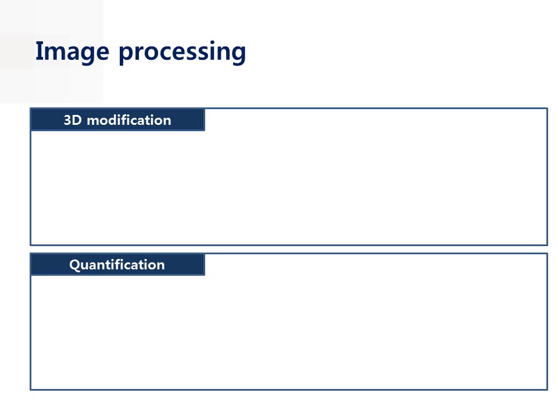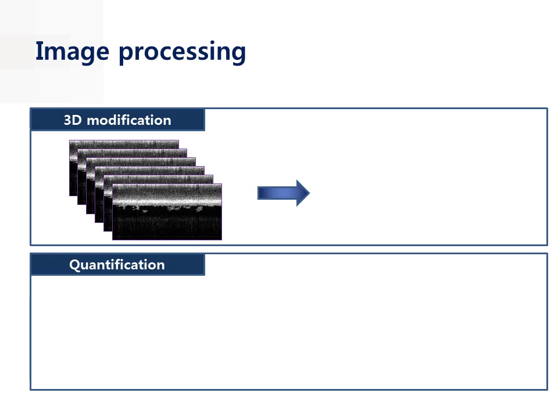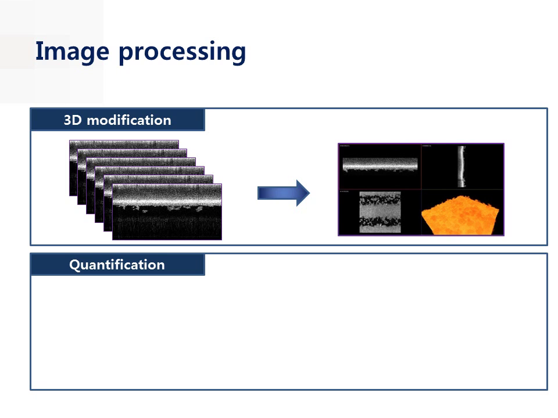We use two kinds of image processing, called 3D modification and quantification. The fundamental OCT image is a 2D cross-sectional image. However, by using image processing, a series of 2D images can be made into one 3D image. The quantification method is used to quantify the biovolume of the system.